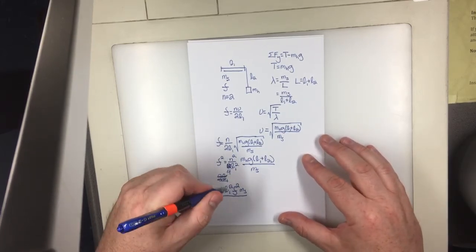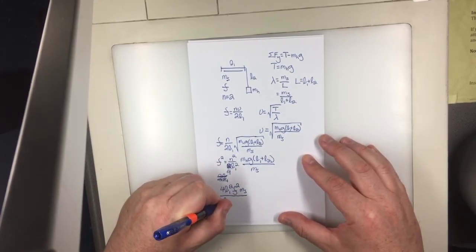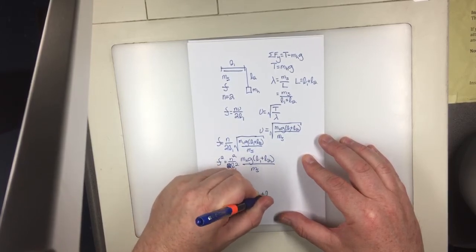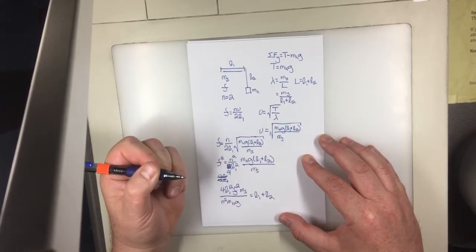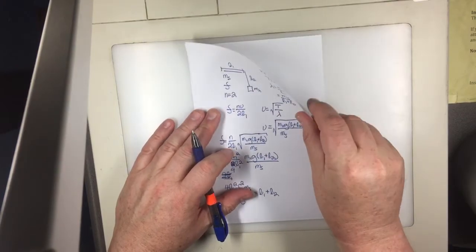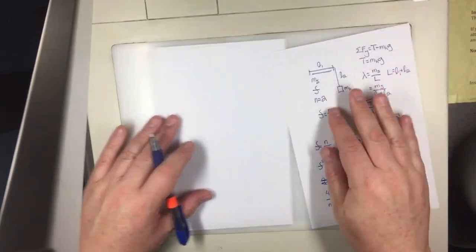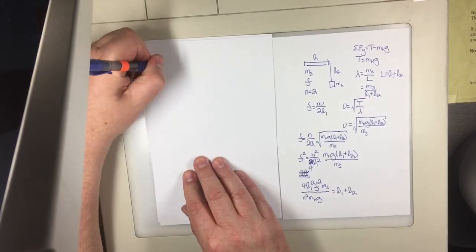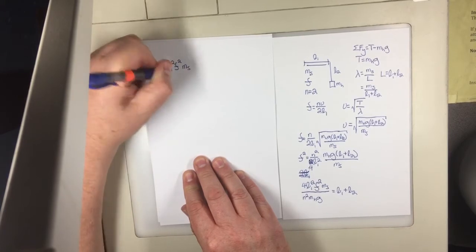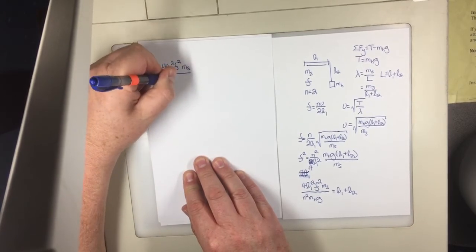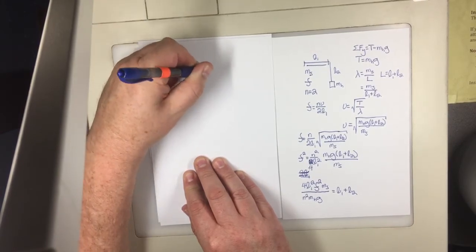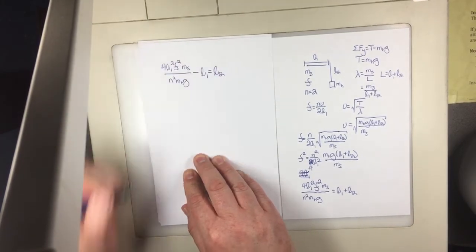4 L1 MS F squared over N squared MHG, L1 plus L2. So this becomes 4 L1 squared F squared MS over N squared MHG, minus L1 is equal to L2.